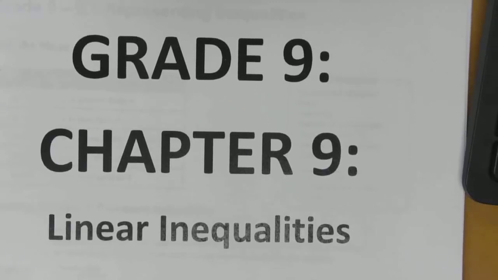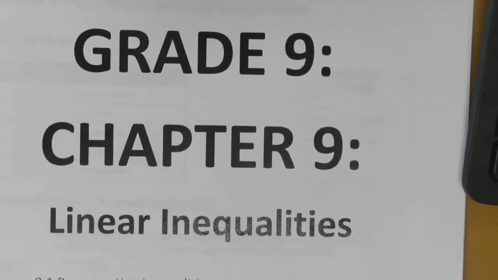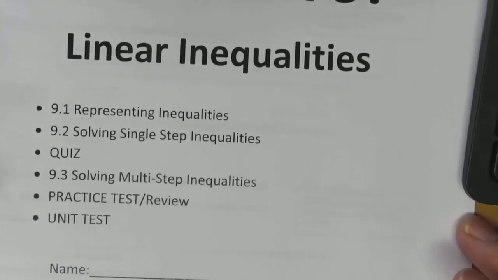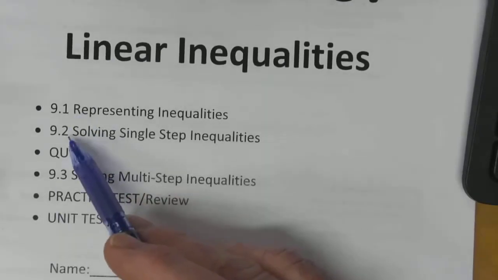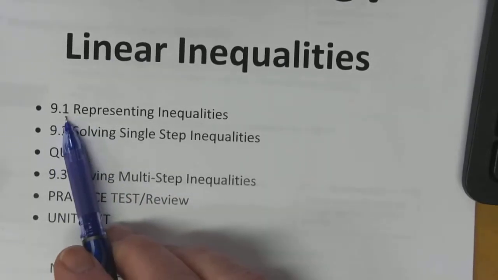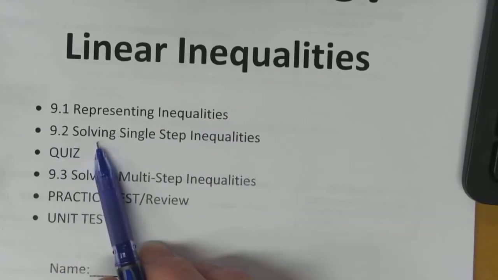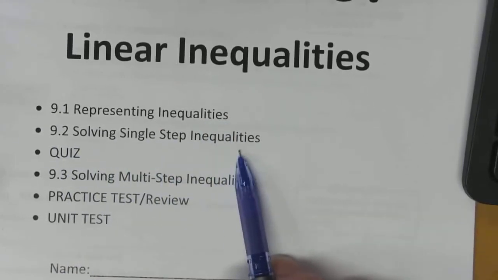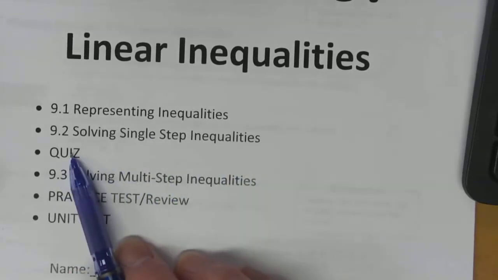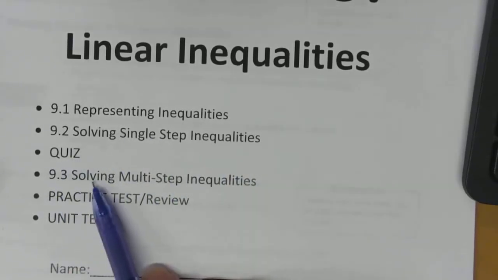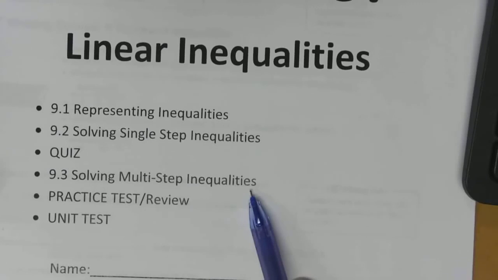Hello, grade 9s. We are now beginning chapter 9 entitled Linear Inequalities. Let's have a look at what this unit will involve. There are 3 sections to this chapter. Section 1 is representing inequalities. Section 2 will be solving single-step inequalities. Then we'll have a quiz. And then section 3 is solving multi-step inequalities. There will be some time for review, and then there will be a unit test.